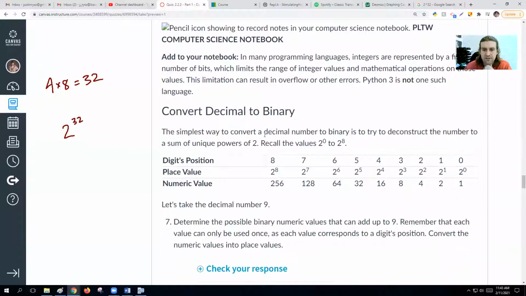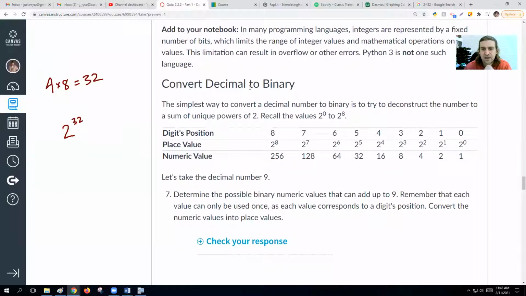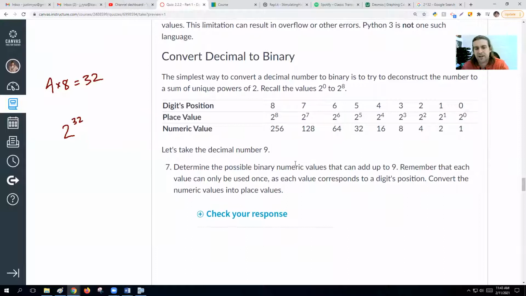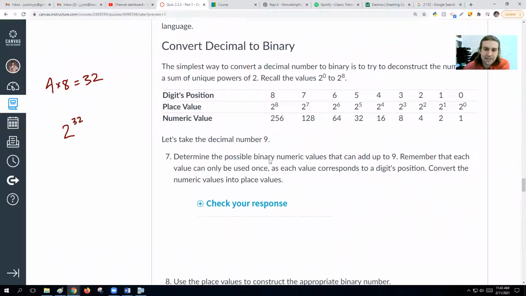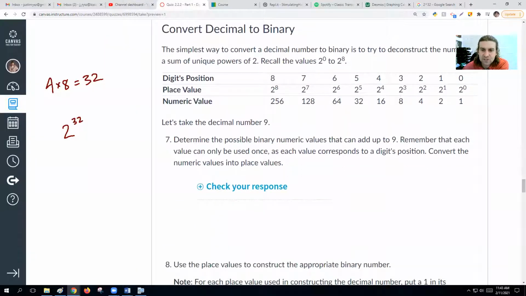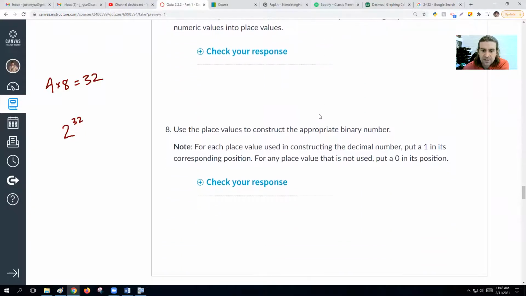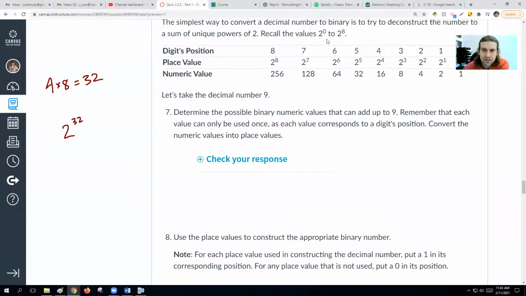So let's start looking at how we go backwards. How do we take our numbers here and convert them into binary? Let's look at a number like 9. How can we convert that into binary? There are a couple of different ways.